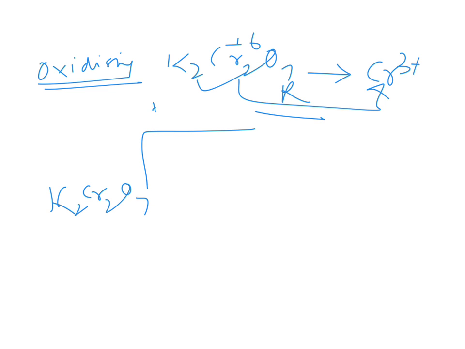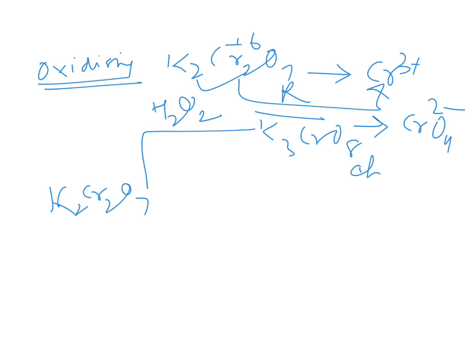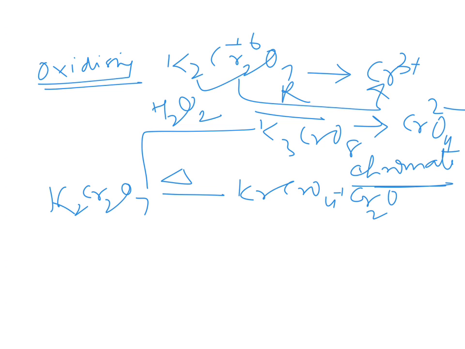If you take hydrogen peroxide, then you will get K3CrO8 and this will become CrO4, means chromate you will get. Okay, dichromate ion. So from the dichromate you are getting chromate. Then if you simply heat it, you will get chromate plus oxygen. This is green in color.